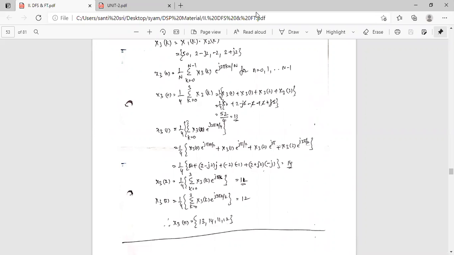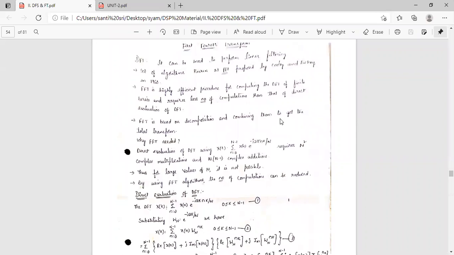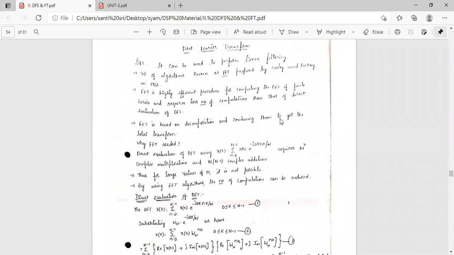Okay, so this is about the DFT, right? So next coming to the fast Fourier transform. So far we discussed the discrete Fourier transform and its properties and inverse discrete Fourier transform, etc. Right? And linear convolution, circular convolution, etc. The last topic in this unit is fast Fourier transform.